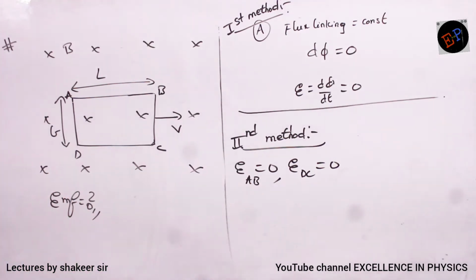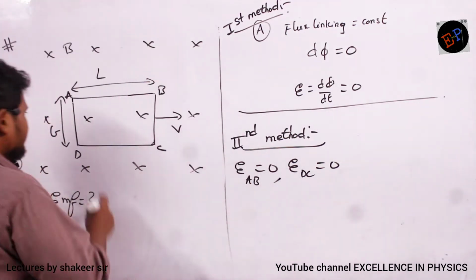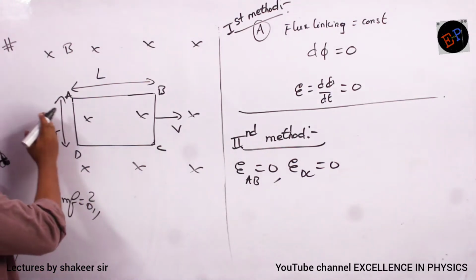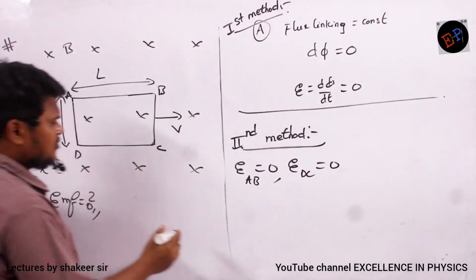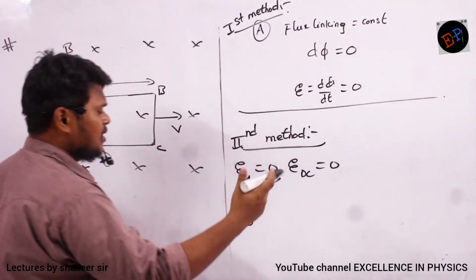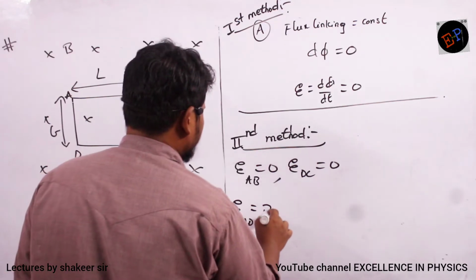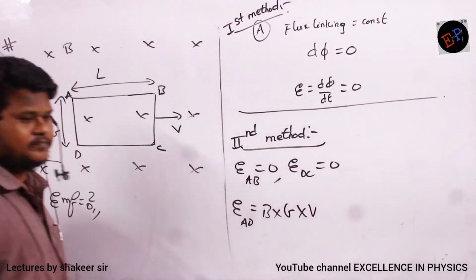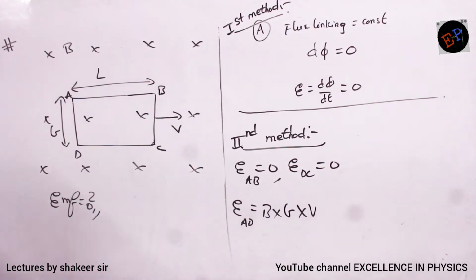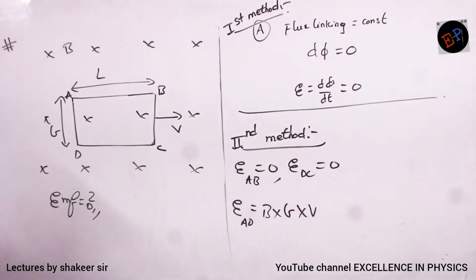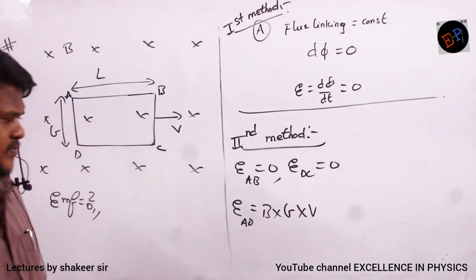Are you able to understand now? Now what about the EMF induced in AD? Will it cut the flux or not? This one will definitely cut the flux now. So what is the EMF induced in AD? BLV is the formula: B, the length of the conductor is small b, and the velocity is v. So in this wire, EMF will definitely be induced because it is cutting the flux.